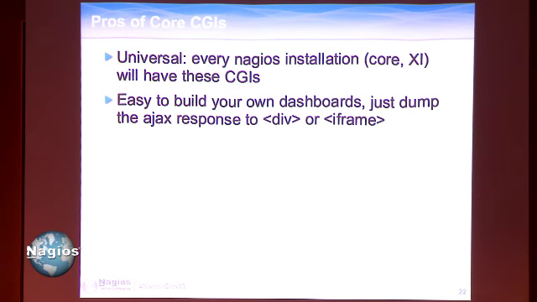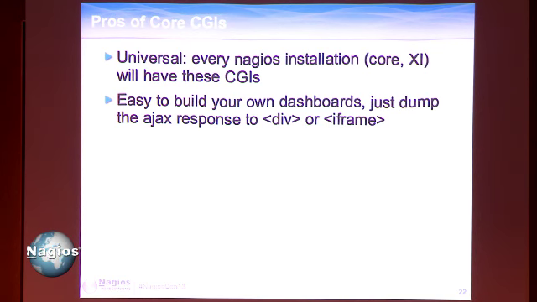Some pros here. It's universal. Every installation of Nagios, Nagios derivatives, and Nagios XI has these CGIs. They are around, so you can pretty much guarantee that if you walk into a situation where there is a Nagios server, these are accessible. And in fact, most front ends at some point or another are scraping the HTML.